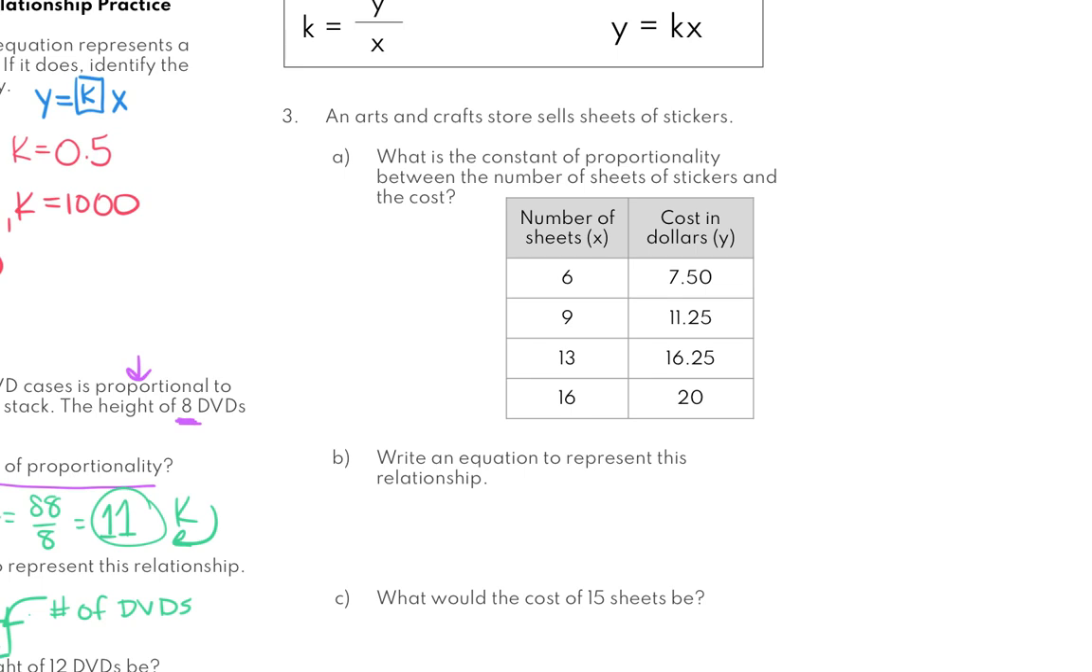For number 3, we have a table. It says right here, an arts and crafts store sells sheets of stickers. What is the constant of proportionality between the number of sheets and the cost? So you're going to figure out, this is in dollars, this is in sheets, figure out what the constant of proportionality is, write the equation, and then figure out what it would be for 15 sheets. So you're going to use that equation and you're going to substitute in 15 for x.